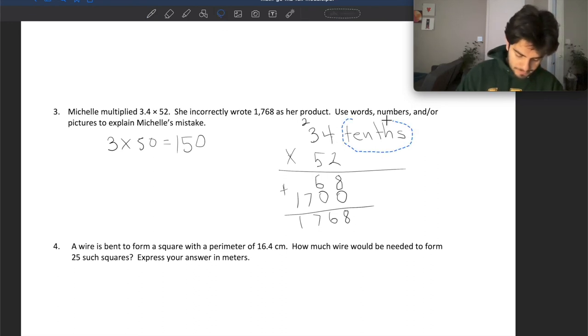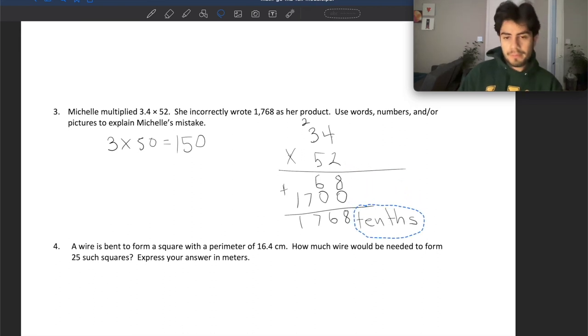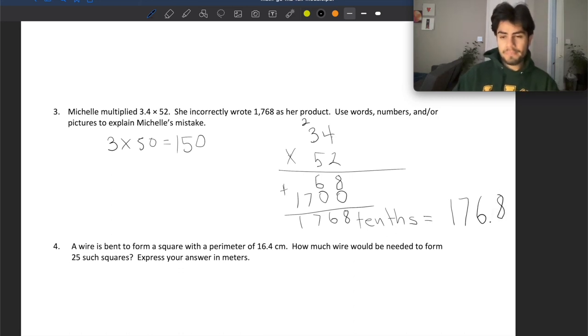her mistake was not bringing down her place value, which is the tenths. And if she applied the tenths to her answer, it would be 176 and a tenths written like that. Okay, that was her mistake. She didn't do that last step that is so important, super important.